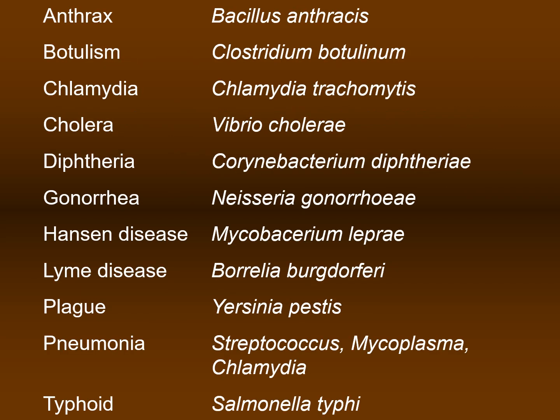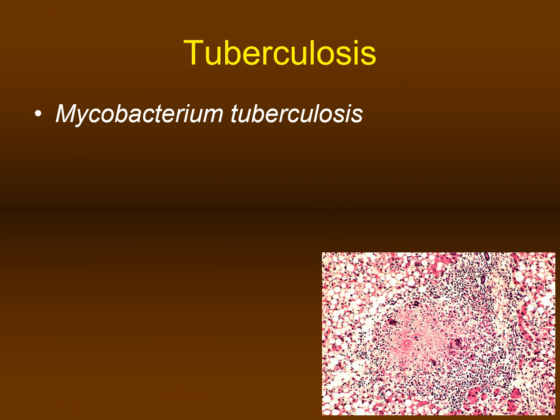This is the short list. Please do not memorize the species for each disease, but you heard about them: anthrax, botulism, chlamydia, cholera, gonorrhea, Hansen's disease or leprosy, pneumonia of different etiology, typhoid fever due to Salmonella, plague. They all still are detected in modern days. We're going to mention some of those diseases, and we're going to start with tuberculosis.